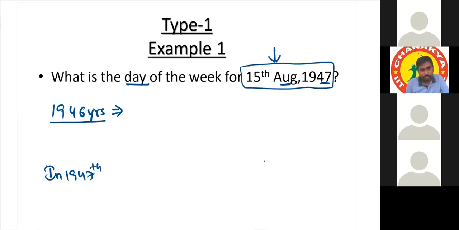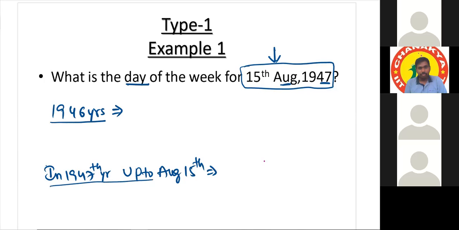1947. Sir, won't it be too long? Why too long? No. Just listen to me first. Later, divide by 7. Let me explain first. In 1947 also, we have to find the number of odd days up to August 15th. Basically, we are going to add the number of odd days to the given day so that we can get the required day. Let us see what happened.